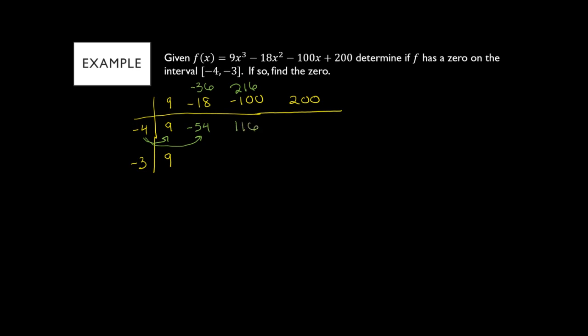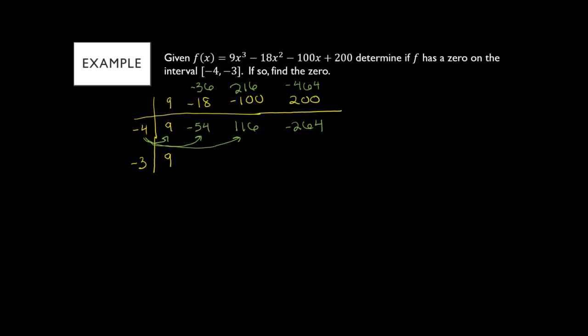So that's 116. Then I multiply that by negative 4. That gives me negative 464 plus 200. And we get negative 264. Really, really small number, or a very negative number. It's a big number, but it's in the negatives.